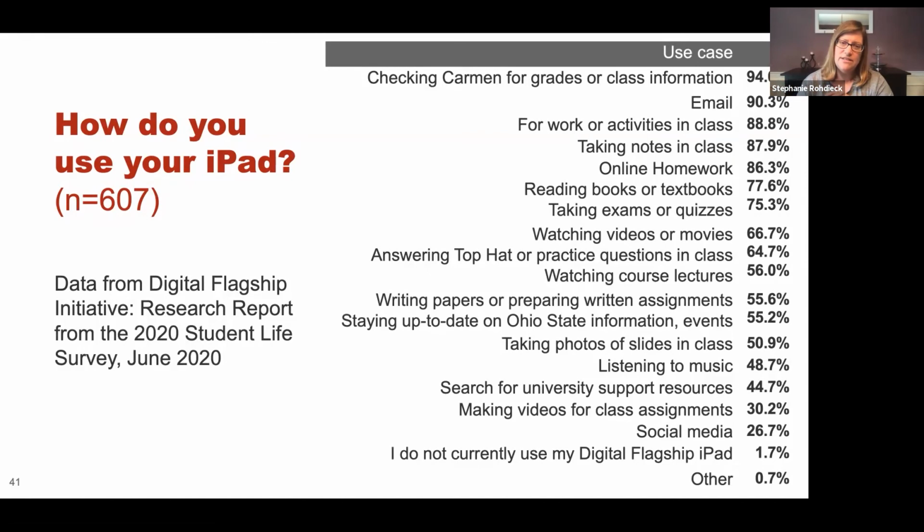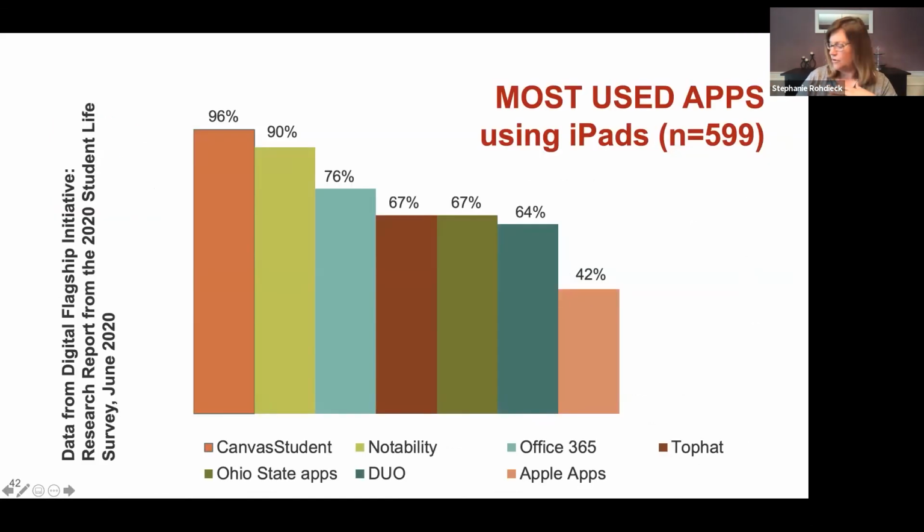And one of the comments we hear sometimes is that students aren't actually using it for schoolwork. And clearly that is not the case. Almost everything on this list, particularly the top 2/3, is really about doing their work. So why is that important? I'll get to that in a moment.